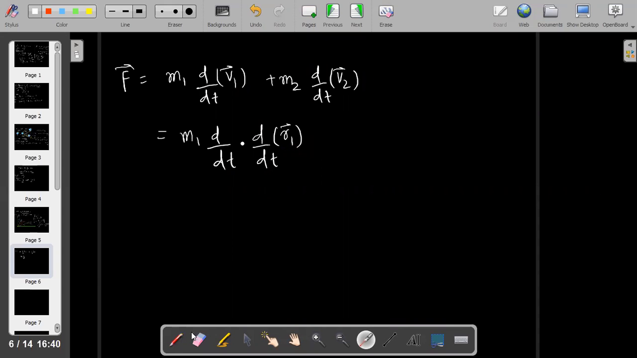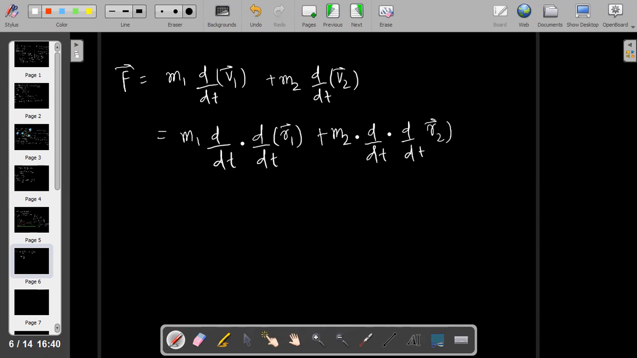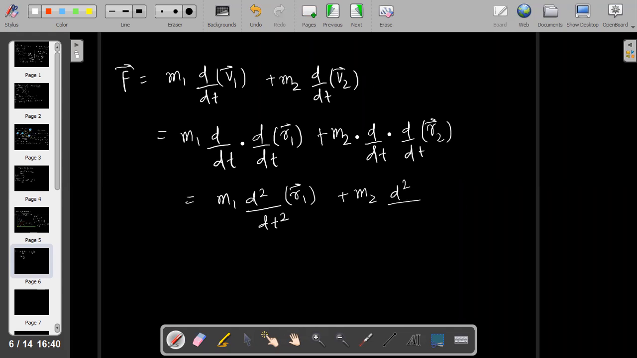Similarly, m2 into d by dt of v2, and v2 is d by dt of r2. Now I can write here m1 into d square by dt square of r1. d square means the double derivative of displacement. d square by dt square of r2. Understand this?